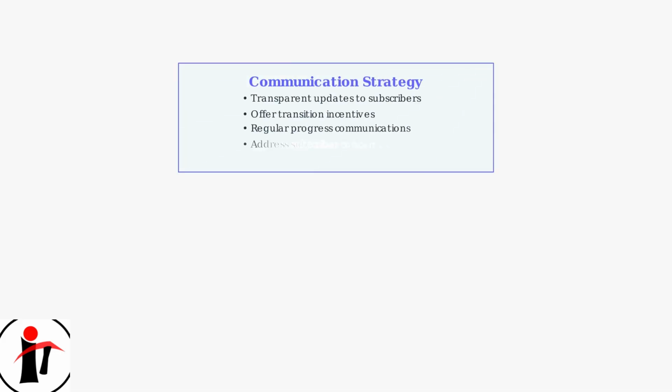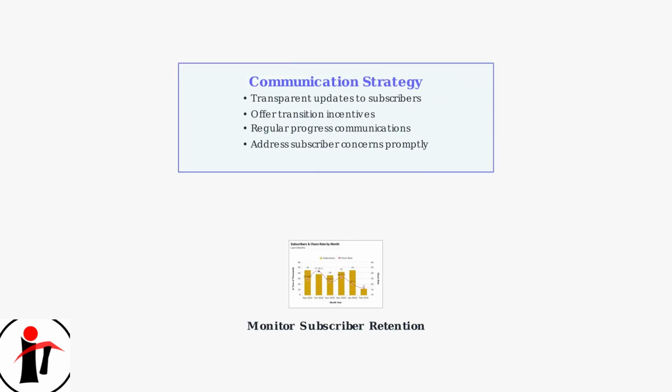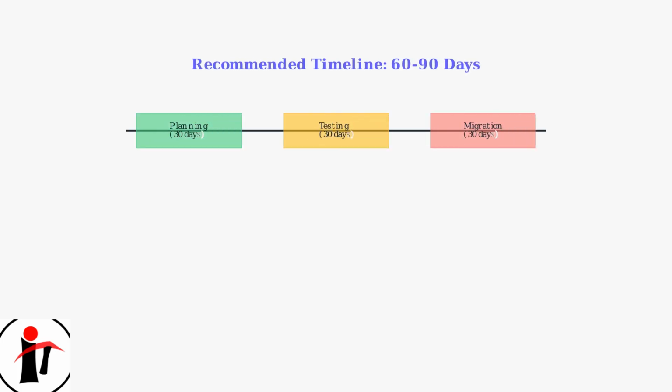Transparent communication with your subscribers is crucial for minimizing churn during the transition. Consider offering incentives and maintaining regular updates about the migration process. Plan for a gradual transition over 60 to 90 days for optimal subscriber retention. This timeline allows you to test systems, address issues, and ensure a smooth migration process.